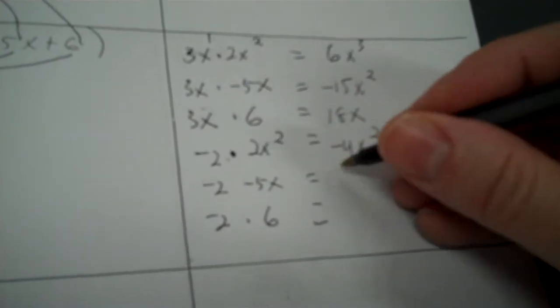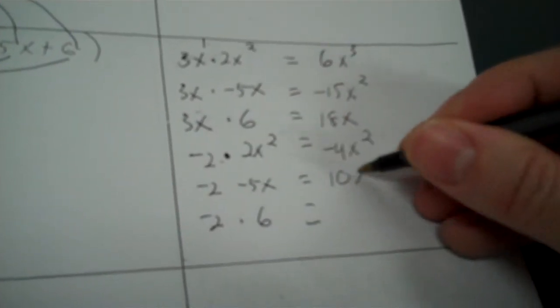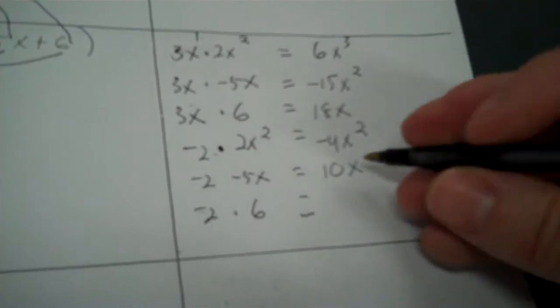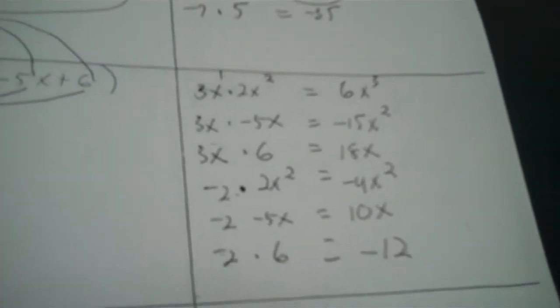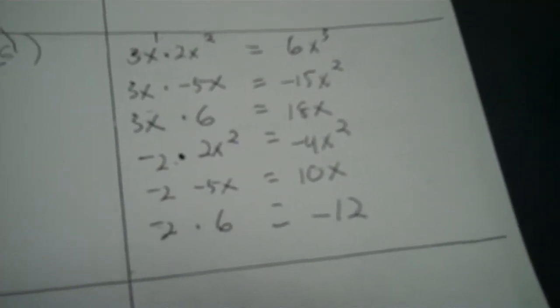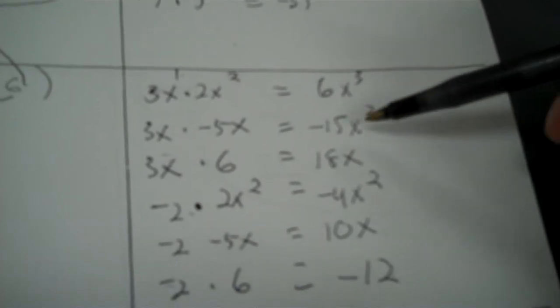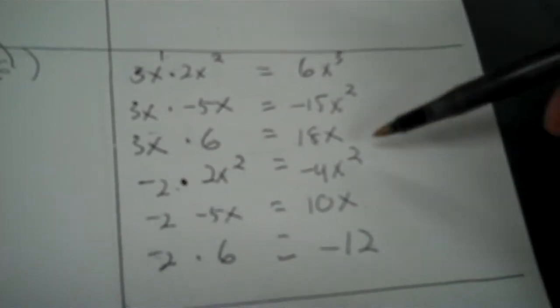-2 times -5 is 10. I just put x. -2 times 6 is -12. That's a constant, meaning there's no variable. Okay. So we got 6x third, -15x the second, 18x, -4x the second, 10x, -12. Now obviously things go together. We have 2 different x to the seconds. We have 2 different x's. So x third's the highest though. So I start my polynomial with x to the third.